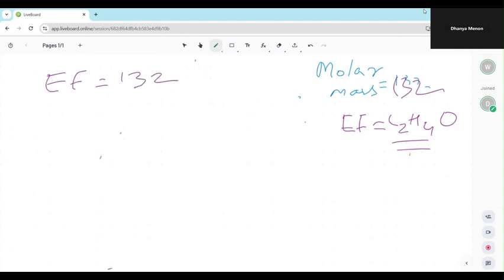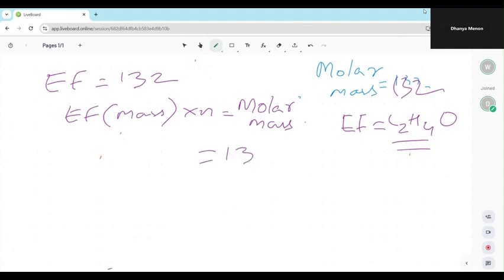Now, you have a relationship between empirical formula and molecular formula mass. Empirical formula mass times N is equal to molecular mass, molar mass. Molar mass, you already know, it's mentioned in the question. N you need to find out. How do you find the empirical formula mass? Just as you find the molar mass of molecular formula, you are finding the mass of the empirical formula. So, carbon is 12, 12 times 2 because there are 2 carbon atoms, plus 4 times 1 plus 16.